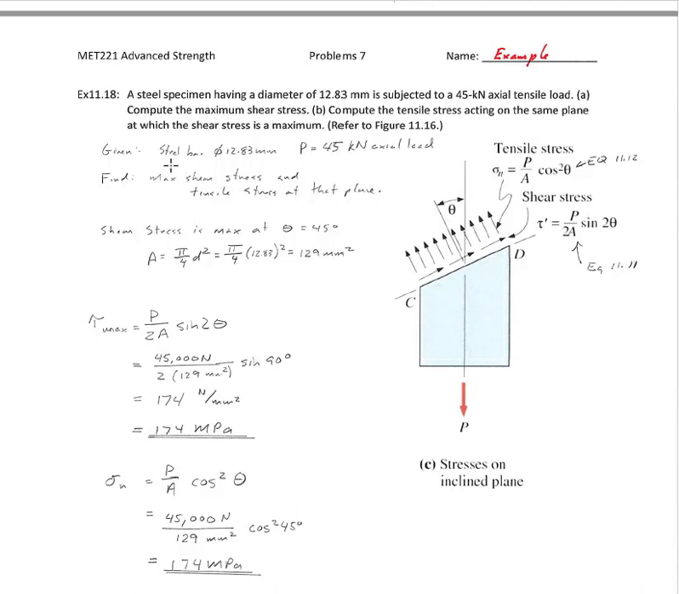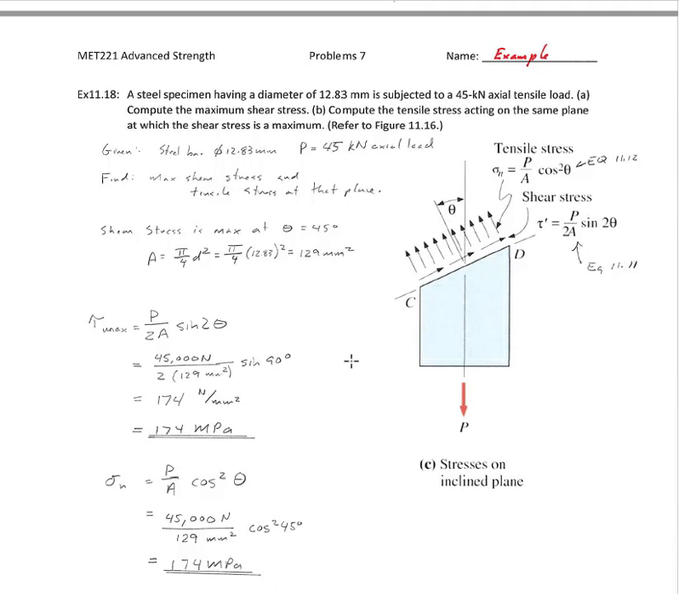Okay, so we're given a steel bar. It's a diameter of 12.83 millimeters, and it has an axial load of 45 kilonewtons. Find the maximum shear stress and the tensile stress at that plane. So the shear stress we know is maximum at 45 degrees. That was covered in the discussion in the lesson. The area of our bar is pi over 4 d squared, which is 129 millimeters squared.